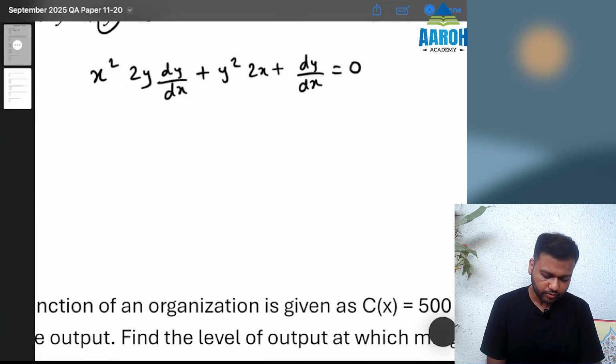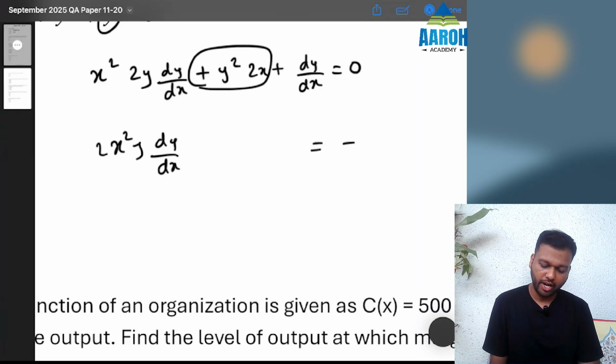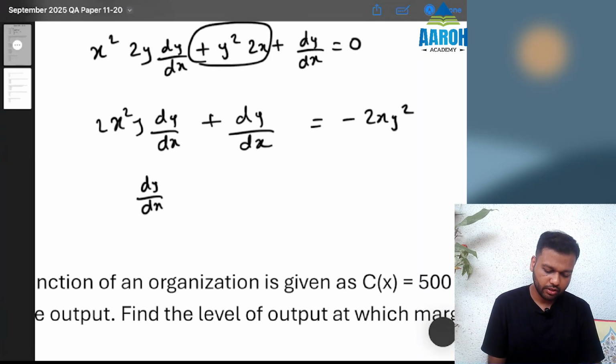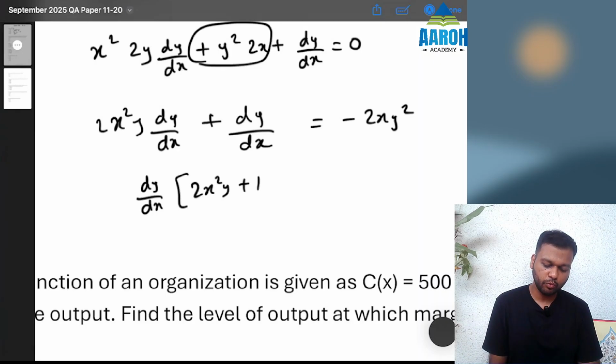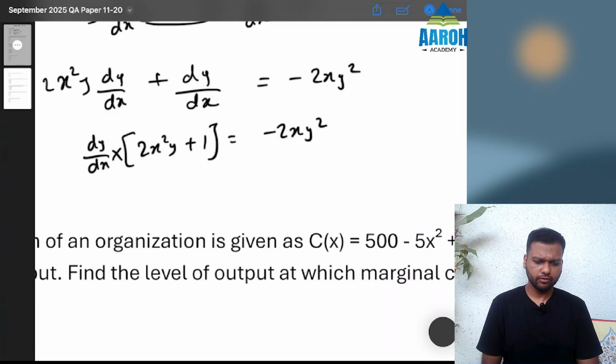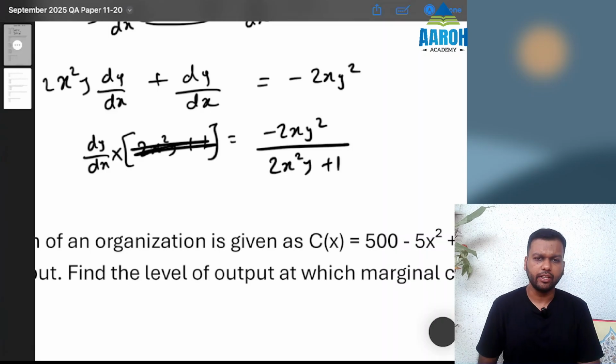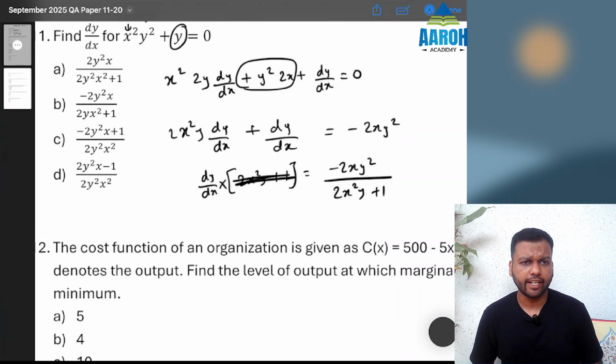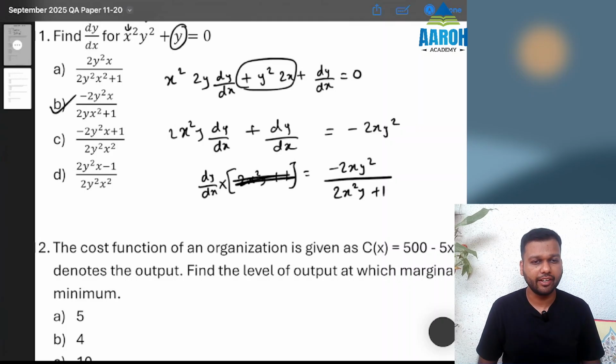Let's rearrange this. So 2x square y dy by dx. Let's take this term to the right hand side. So minus 2xy square and plus dy by dx on the left hand side, right? Let's take dy by dx common. So what will remain? 2x square y plus 1 is equal to minus 2xy square. So this is in multiplication. I can just shift it here as division, right? So it will be 2x square y plus 1 in the denominator. So let's see which option matches. Option B is the correct answer. They have written y first and x later, but B is the correct answer, right?